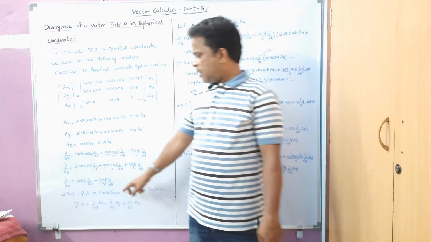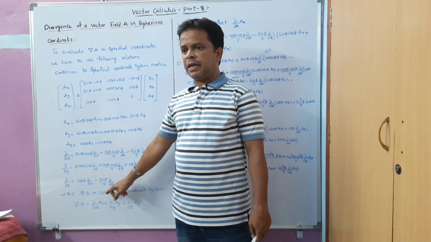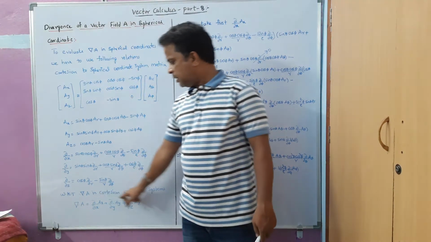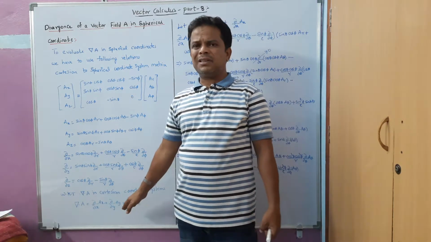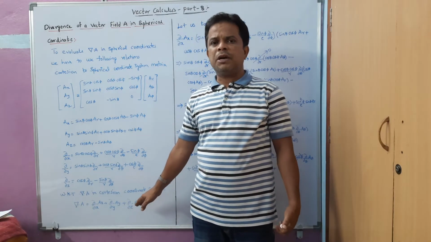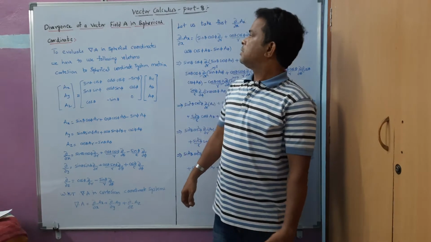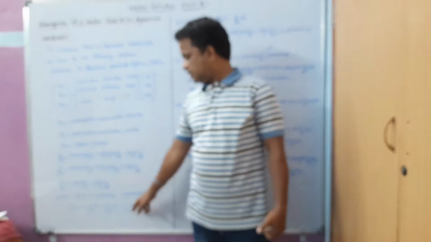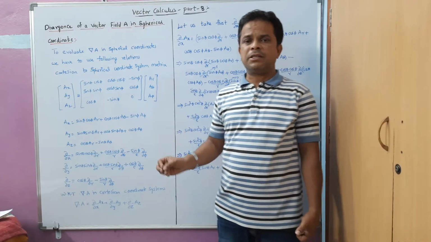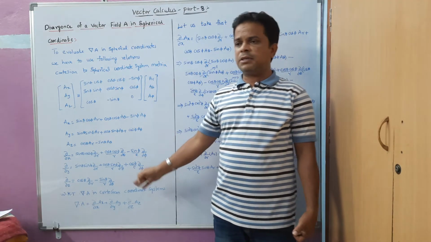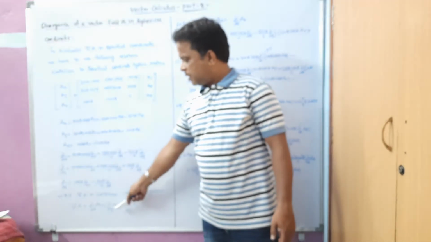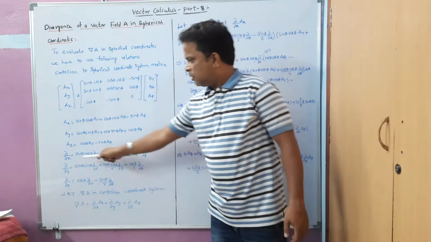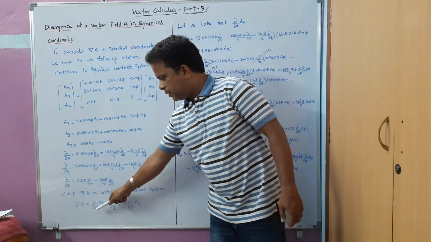Next we take the help of the divergence of a vector field A in the Cartesian coordinate system, that is del dot A. This is a simple formula which we derived in the earlier lecture videos, in part 6. The divergence in the Cartesian coordinate system is dou by dou x of Ax, plus dou by dou y of Ay, plus dou by dou z of Az. Now we already have the expressions for Ax, Ay, Az, and we are going to substitute them. Similarly, we substitute dou by dou x, dou by dou y, dou by dou z in this equation.